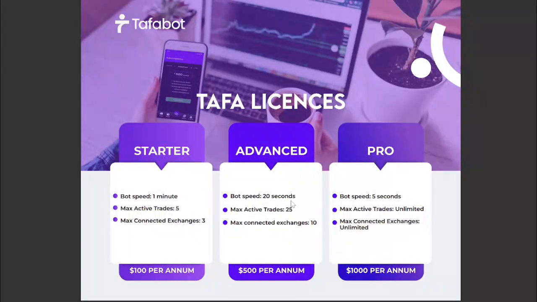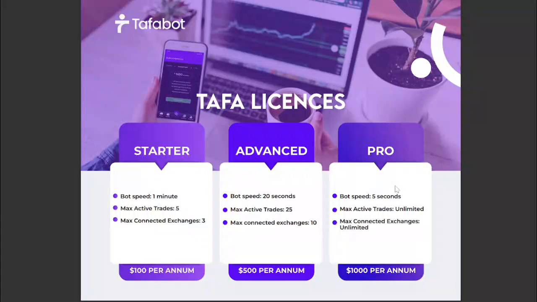All right, then you have the advanced. On the advanced, the bot speed is 20 seconds, guys. The bot speed here is 20 seconds. So every 20 seconds you are in the market and you're making money. Your maximum active trades here is 25. And then you can connect up to 10 exchanges. Oh my God, this is awesome. You want to think how that works? When you get on board, you will learn more about it.